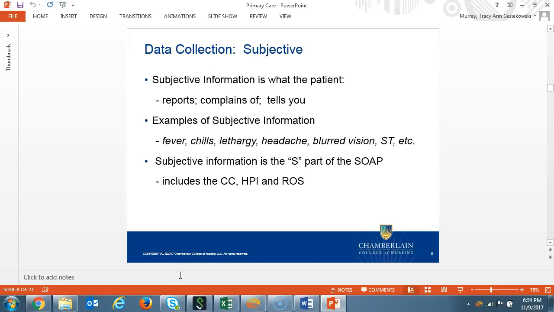Subjective information is the S part of the SOAP note, which includes the chief complaint, the HPI, and the review of systems, as these are all things that the patient reports to you in an interview.